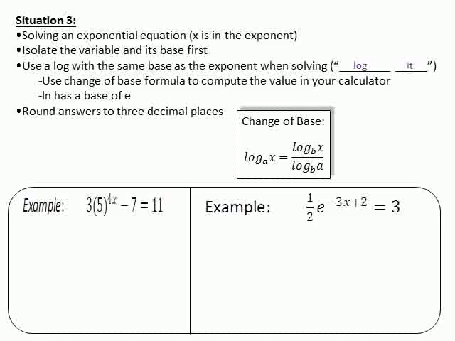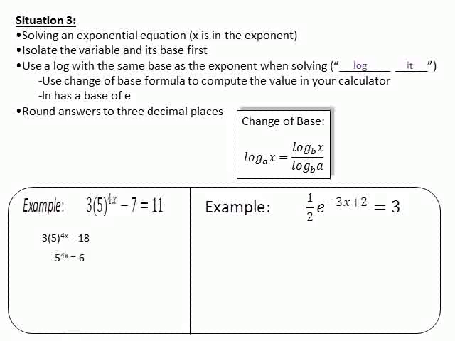So the first example we look at is 3 times 5 to the 4x minus 7 equals 11. First thing you want to do is add the 7 to the other side. We're trying to get 5 to the 4x by itself. So add 7 to the other side, you get equals 18. Now we still want to get 5 to the 4x, so we're going to divide by 3. So we've got 5 to the 4x equals 6.